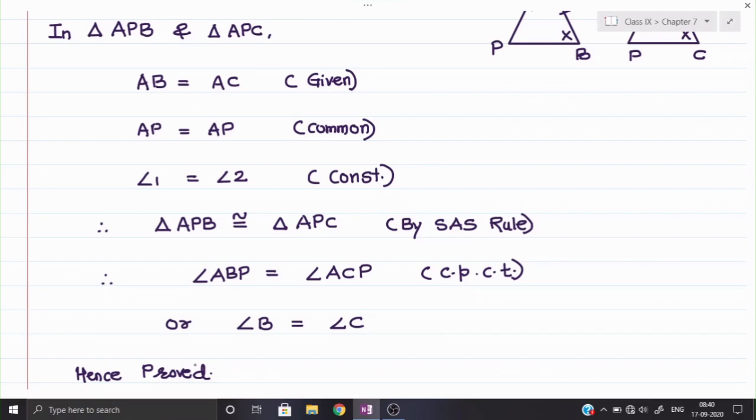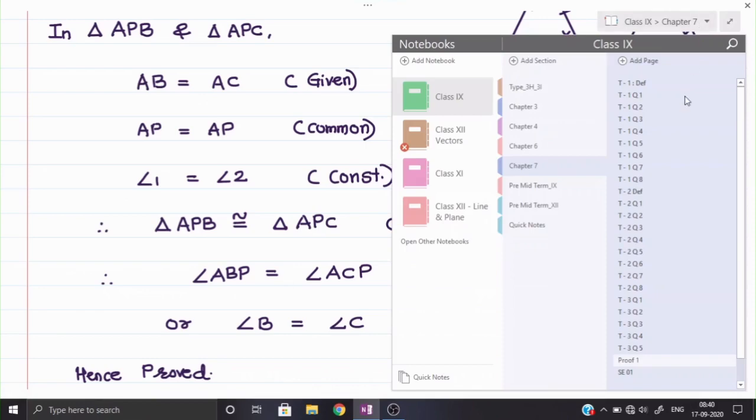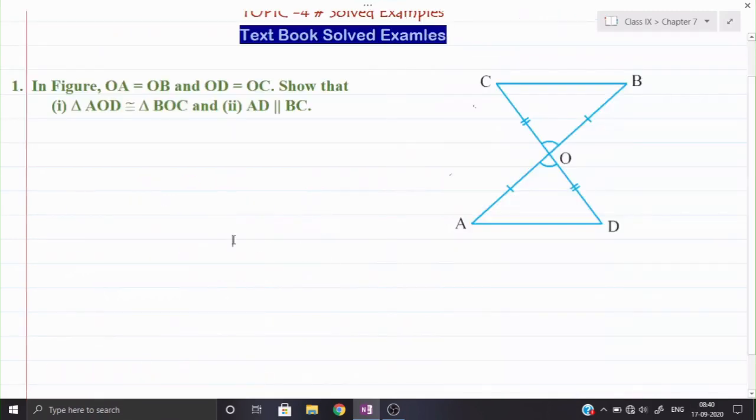Now I am starting the solved examples. So let us see the first example over here. At least one example today we shall cover. So let us see solved example number 1. As you can see in front of your screen, in the figure OA is equal to OB, OD is equal to OC, that is given in the question. Then we have to show that triangle AOD and triangle BOC are congruent, that we can easily prove. And second part, we need to prove AD and BC are parallel.